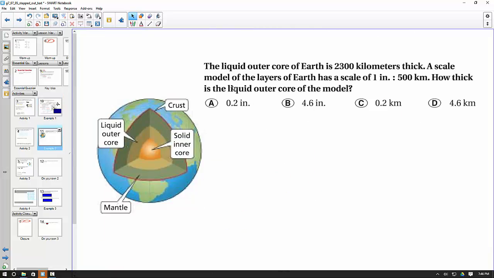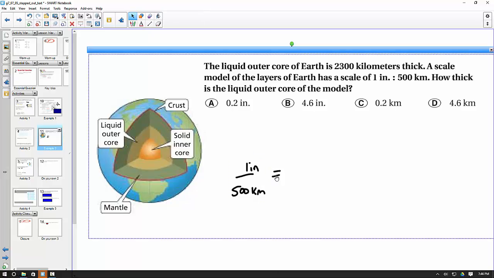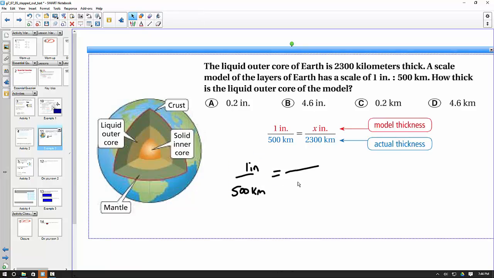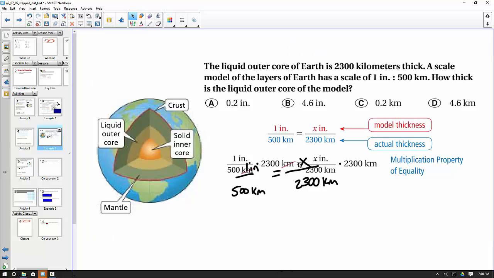Next one says that the outer liquid core of the Earth is 2,300 kilometers thick, and a scale model of layers is 1 inch equals 500 kilometers, right? So how thick is the liquid outer core of this model? So I'm going to take 1 over 500. I'm going to label it too, just so I know what I'm talking about. So it's an inch over km, right? Equals, and now I'm going to put the km on the bottom, so I have 2,300 over x. Kind of what it's showing here, just so you know.